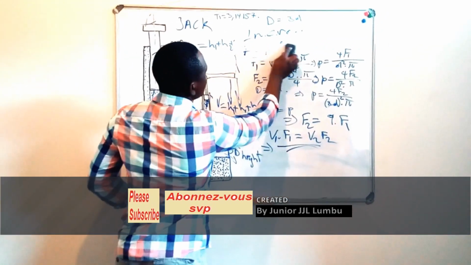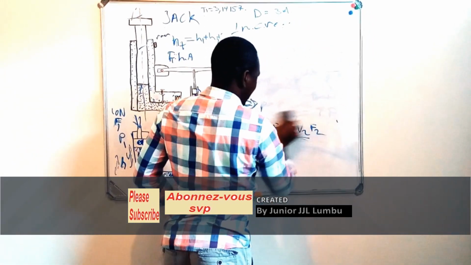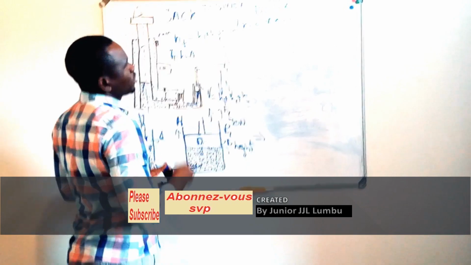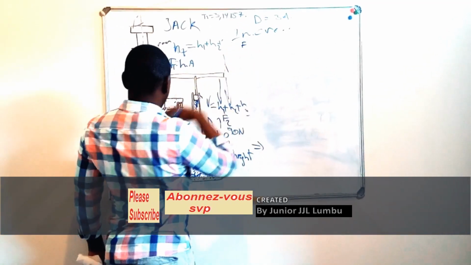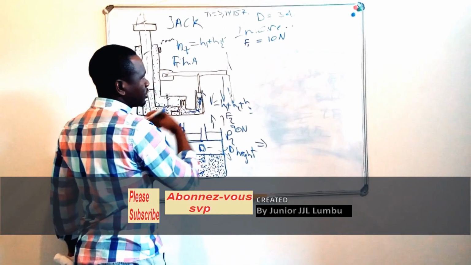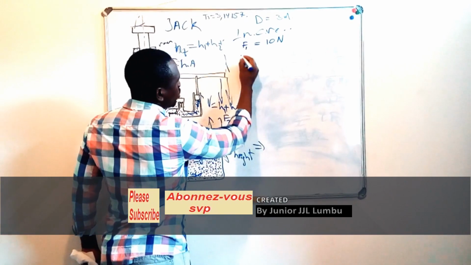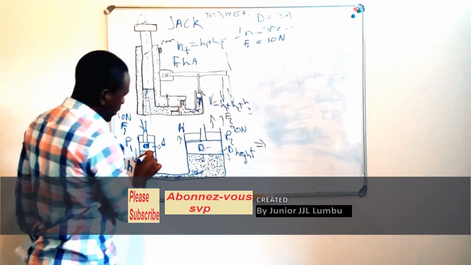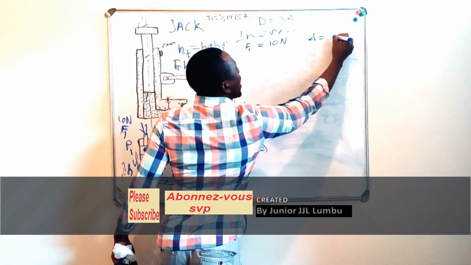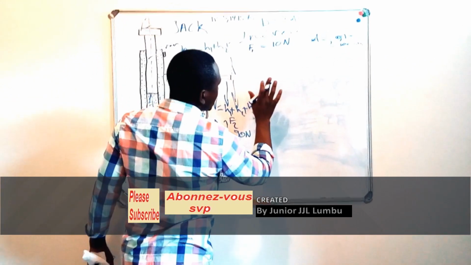So let me now give an example with numbers, so that everything can be clear. Let's say my force here is 10 Newton, and I'm expecting to have a bigger force on the other side. I'm also going to give the size of my plunger. Let's say my small piston has a diameter of 0.1 meter or 100 millimeter.